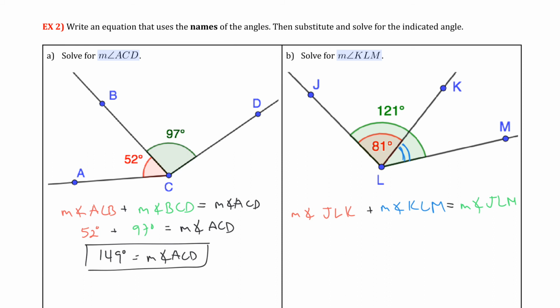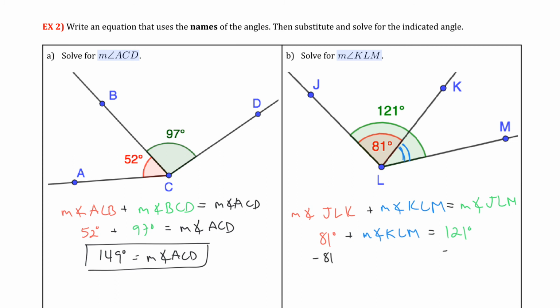And now again, we just substitute. The measure of angle JLK is going to be 81 degrees. And I'm going to add the measure of angle KLM. I don't know how much it is. This is the variable that we are solving for. And this is going to be equal to the measure of angle JLM, which we do know. That's 121 degrees.